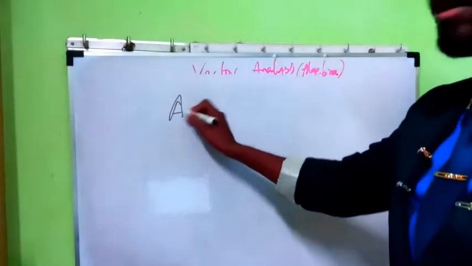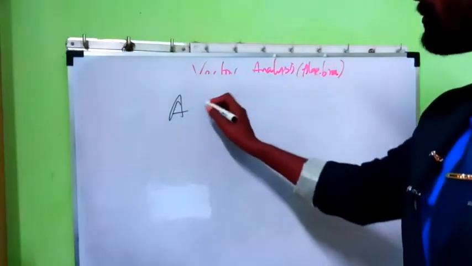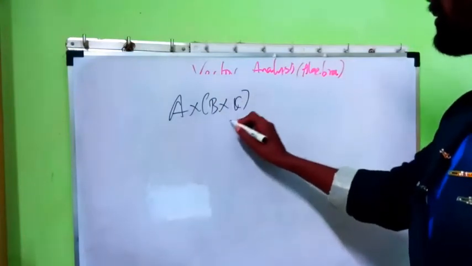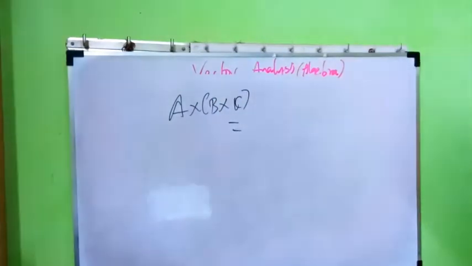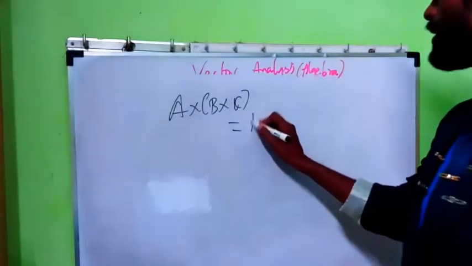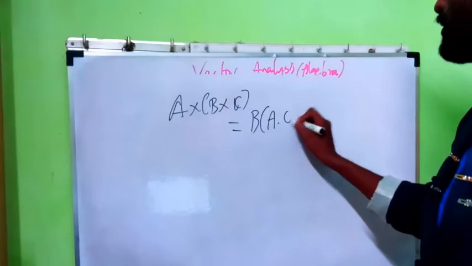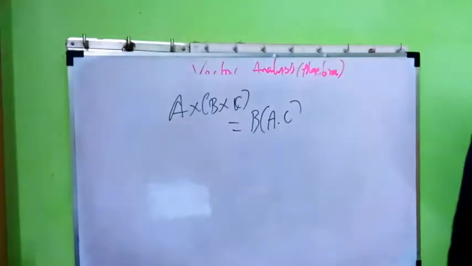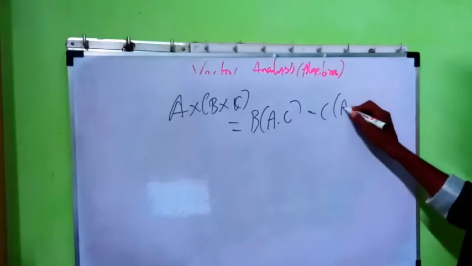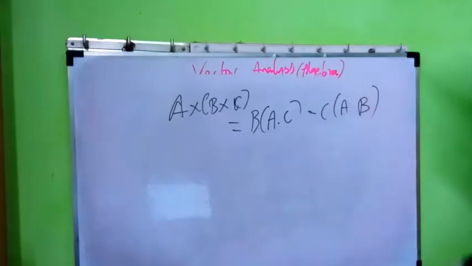Now I go for A cross B cross C. That will be written as, it's just a small rule, okay? Please learn the rule. It equals B into A dot C, and then afterwards minus C into A dot B.